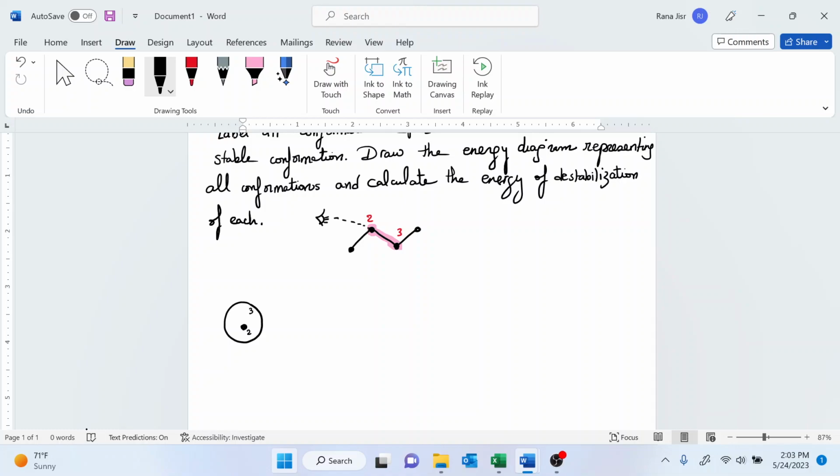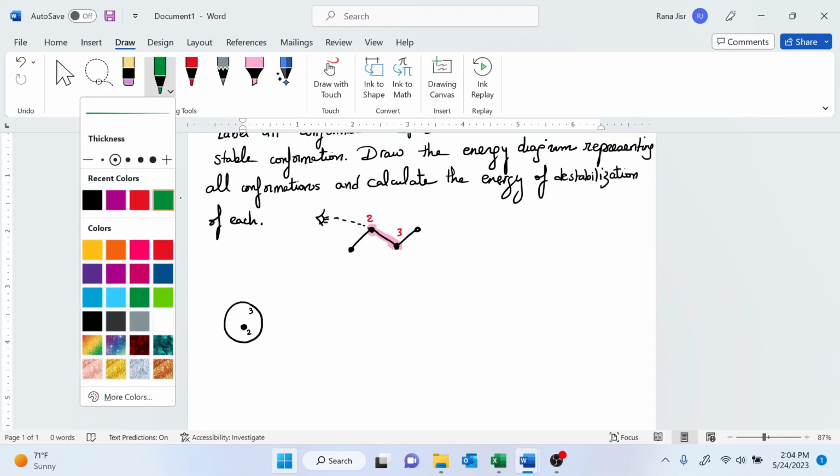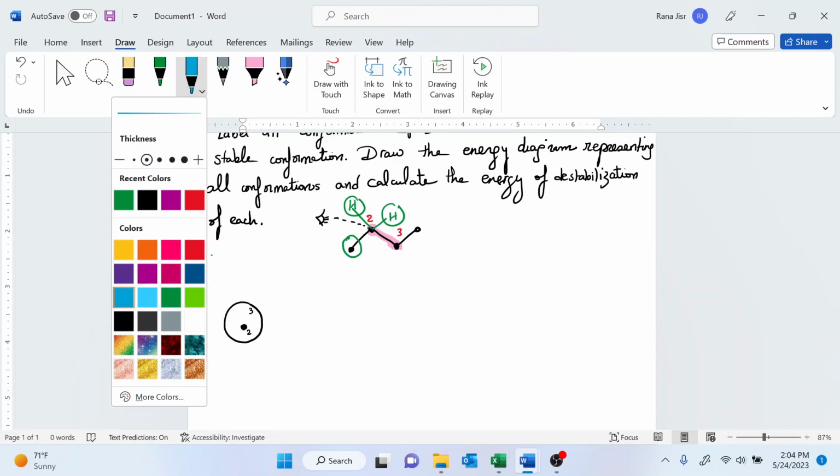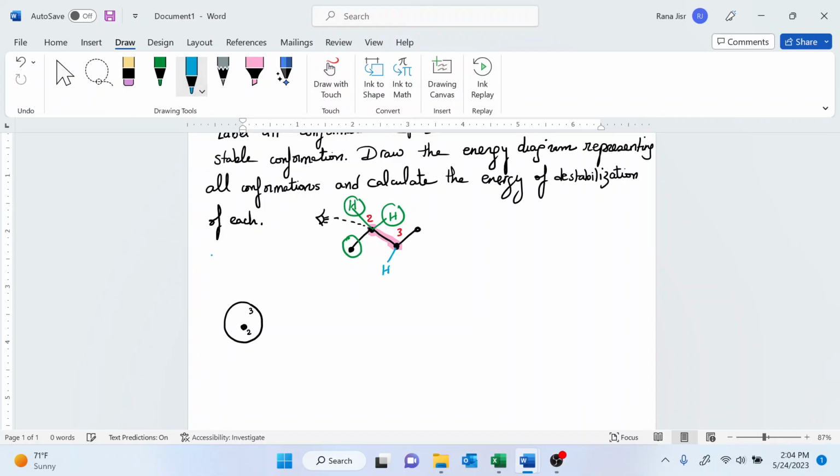Then I'm going to draw the substituents between carbons 2 and 3. The substituents on carbon number 2 are 2 hydrogens and a CH3. I don't care about carbon number 3 here because I already represented it by a circle, and this means that carbon 2 is connected to 3. I only care about whatever is connected to carbon number 2 other than carbon number 3. I'm going to do the same thing for carbon number 3: 2 hydrogens and a CH3.